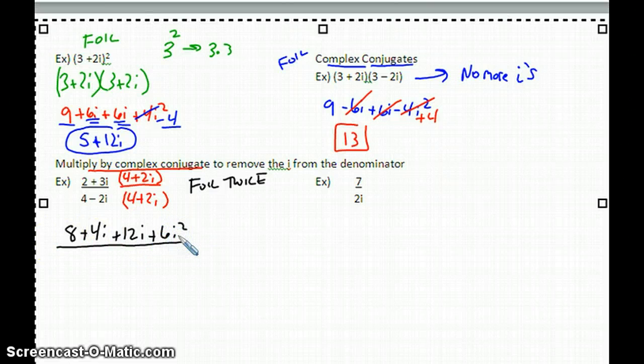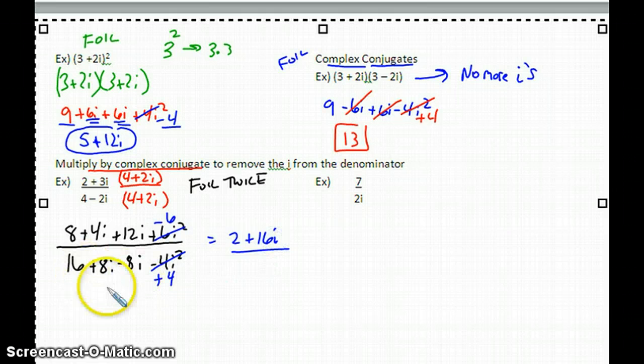We'll simplify in just a minute. The denominator gives me 16 plus 8i minus 8i and minus 4i squared. Let's go through and change a positive 6i squared to a negative 6, a negative 4i squared to a positive 4, and when we simplify, 8 minus 6 is 2, 4i plus 12i makes 16i, and in the bottom you should get these imaginary numbers to cancel out. 16 plus 4 is 20.